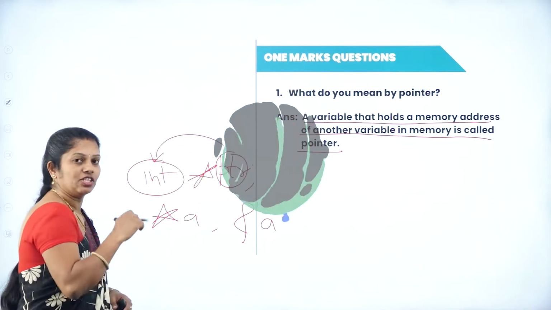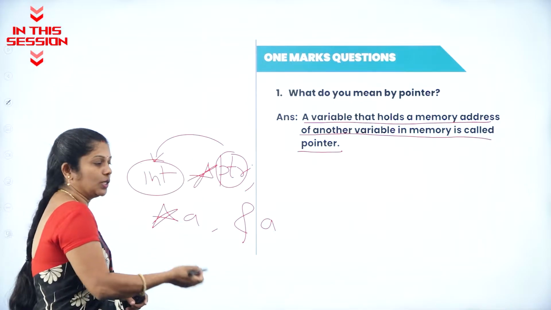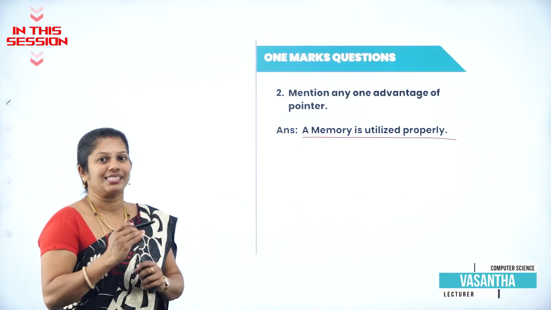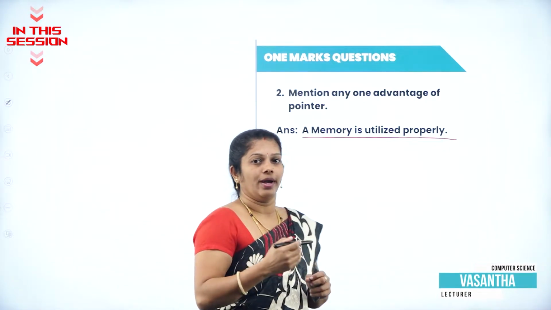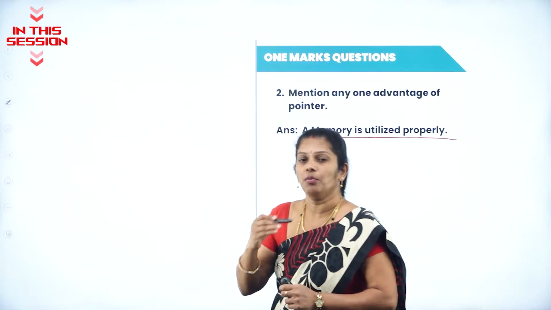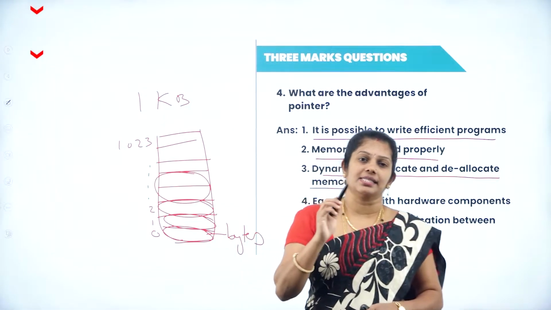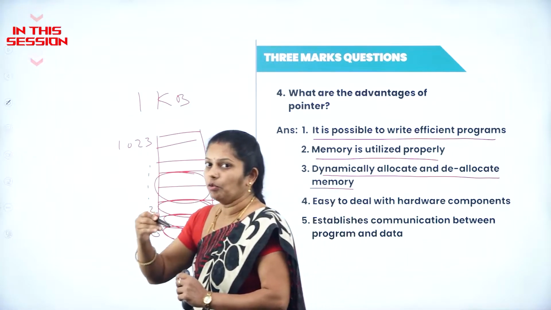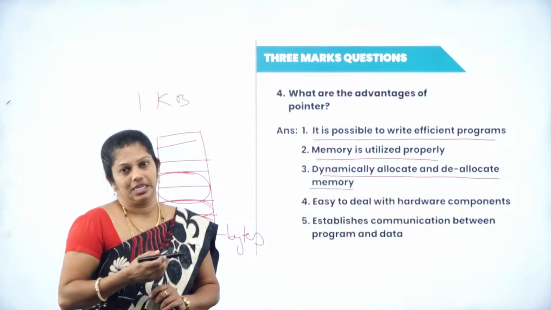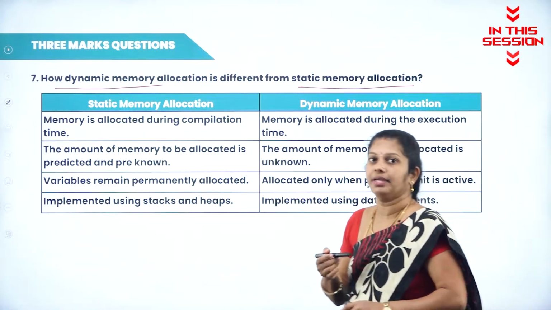Whereas star A will store the address of another variable, whereas ampersand A stores address of its own variable. If I know the memory concept exactly, how much space we have and how much space we require, then memory can be utilized properly. Whereas in an array, it is a static memory allocation, because the memory will be allocated before processing. Memory allocation can be done in two methods: one is dynamic and one more is static.